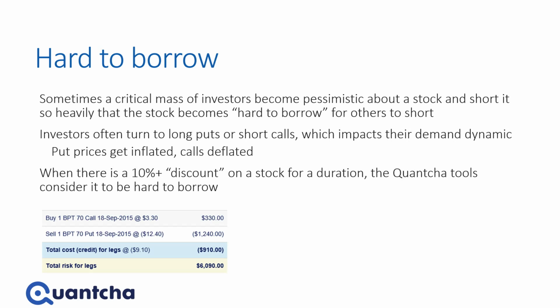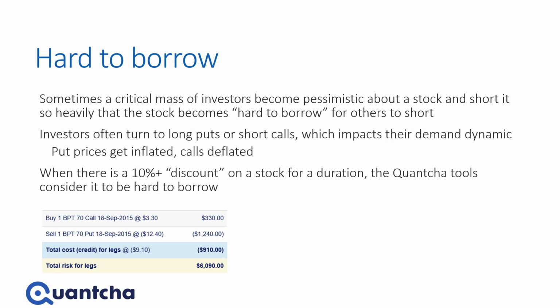Here's an example from recently of BP Prudhoe Bay, where the stock was trading at $69 a share, or right around 69, and the 70 calls and puts were the closest to the money. The 70 calls were available where you could buy them. The ask for them was $3.30 a share, whereas the puts at the money were offering $12.40 a share, and that's the bid for them. So if at the time you could open a market position on this very quickly, you'd end up with a credit of $9.10 per share for a stock that was trading at $69 a share.